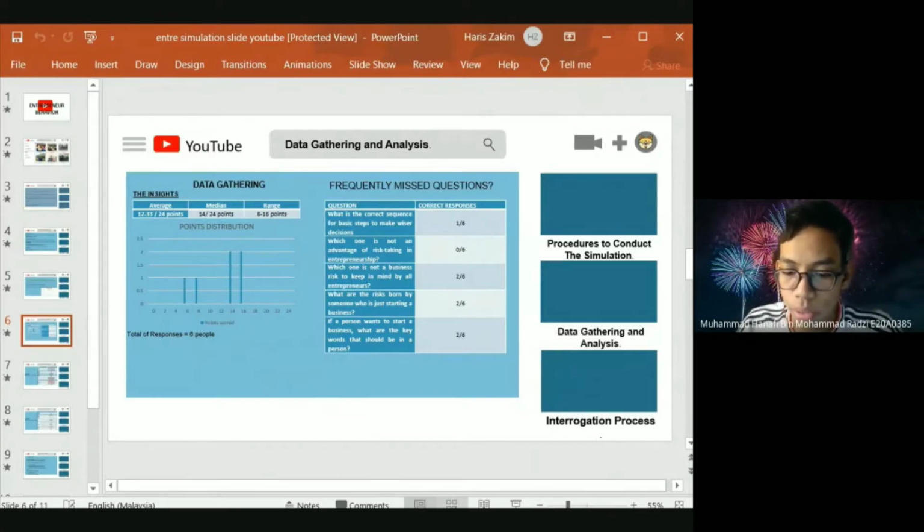The most frequently missed question is question number 1, with only 1 per 6 correct responses. Question number 3 is 0 per 6. Question number 4, only 2 per 6 correct responses. Question number 7, only 2 per 6 people correct. And the last, question number 8, only 2 per 6 correct responses.